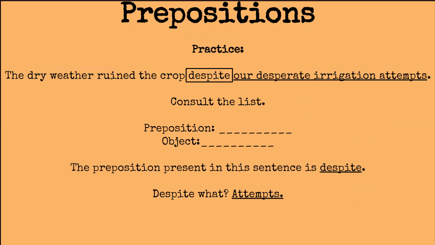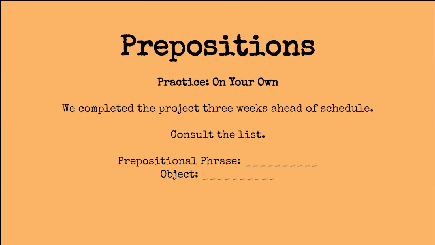Now, I would have accepted, and I did this on the quiz as well, tried to put in as many variations as possible, but I'll go through and make sure that I got all of them. Because if you put despite desperate irrigation attempts, if your object was desperate irrigation attempts, attempts, any combination of those words there, I would have accepted it. What's most important to me is that you're able to identify the preposition and that you understand that the object is listed after the preposition in the sentence. So there's that. And then one on your own.